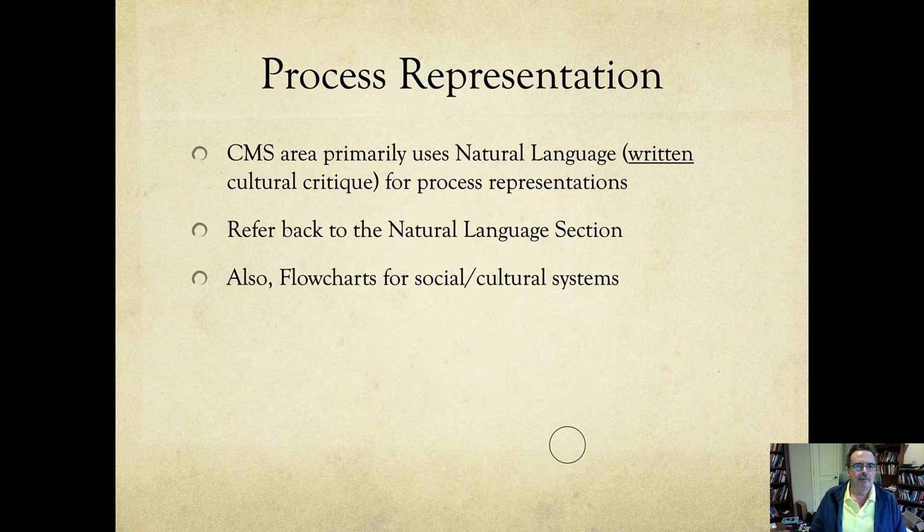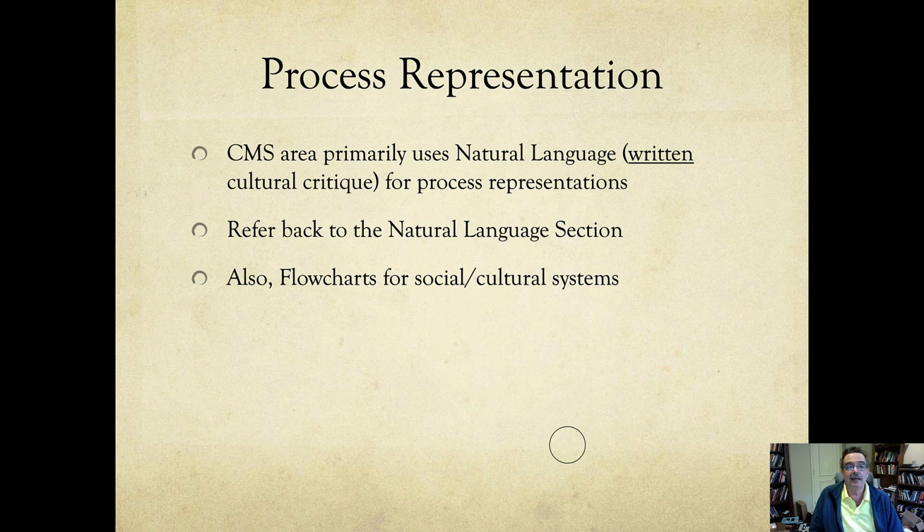So critical media studies, or CMS, primarily I would say is in doing critiques, generally dealing with natural language. This isn't uniformly true. It's possible that the critical media studies practitioner and researcher may use flowcharts or code or something like that, but I would say most of the models, if we're talking about process models, would be engaging in the discussion of process using natural language.